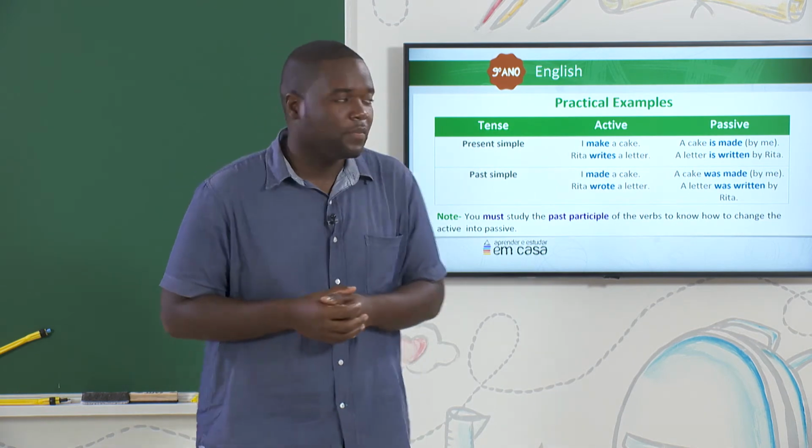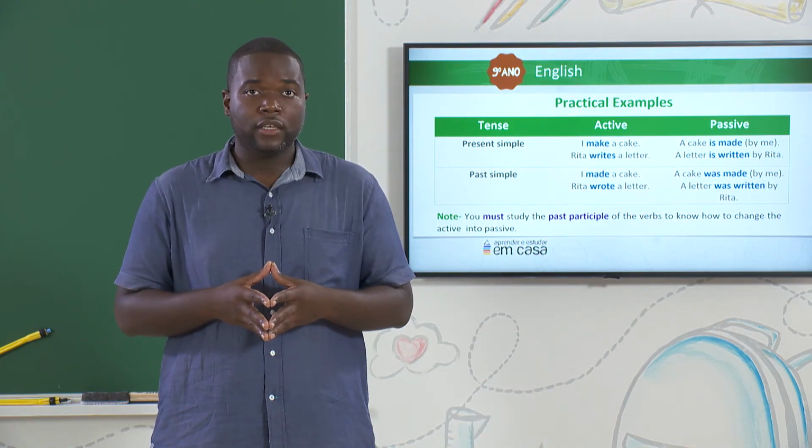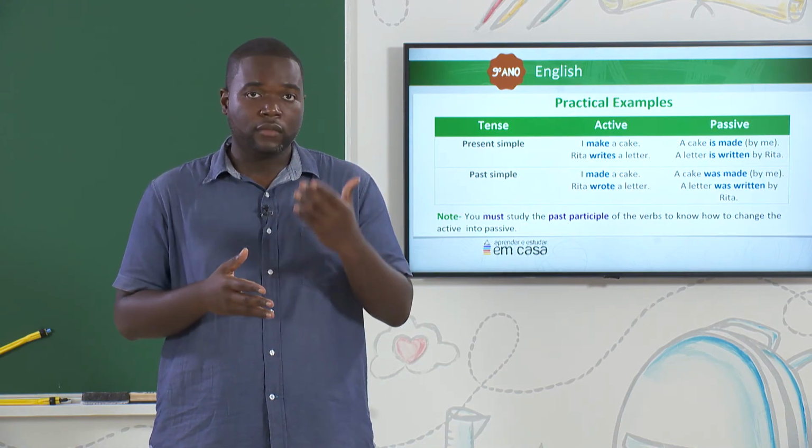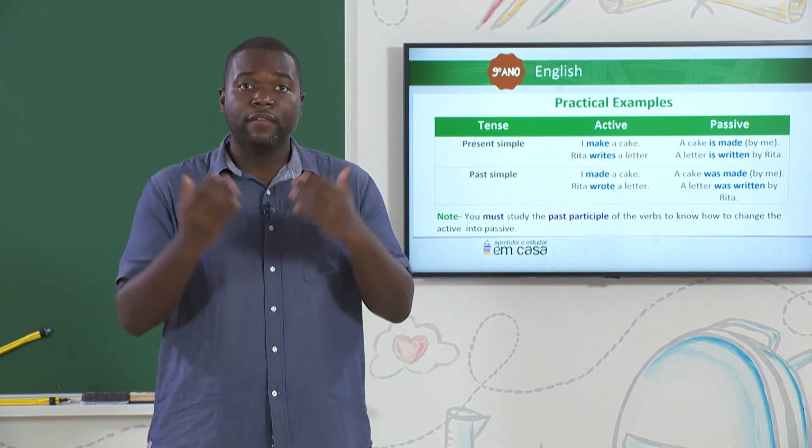Let's continue. Now, in the second sentence of the active in the present simple, we have Rita writes a letter. Now, what happens when we change it into the passive? The sentence becomes, a letter is written by Rita. Now, students, what happens here is what we talked about in the first example and in the previous slides. You have a switch.